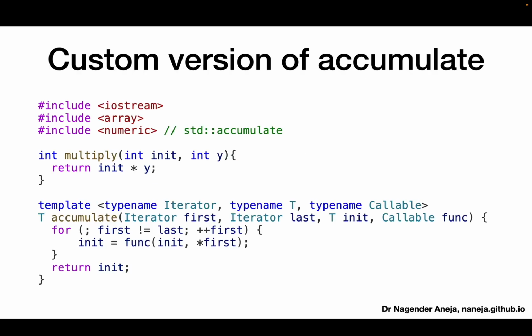Now a custom version of accumulate. You can write your own accumulate. So this is a custom version. We have a multiply function, and then this is the accumulate where its iterator takes first and last, an initial value and a function. What it does is it goes from first to last, incrementing first, and then it applies the function it receives on the initial value and the first value, because first is getting changed. The result is stored in init, and this function is applied in sequence in the loop, and then it returns the initial value.